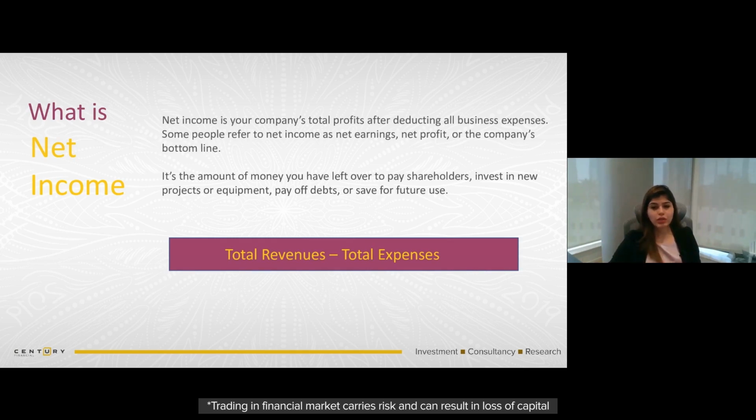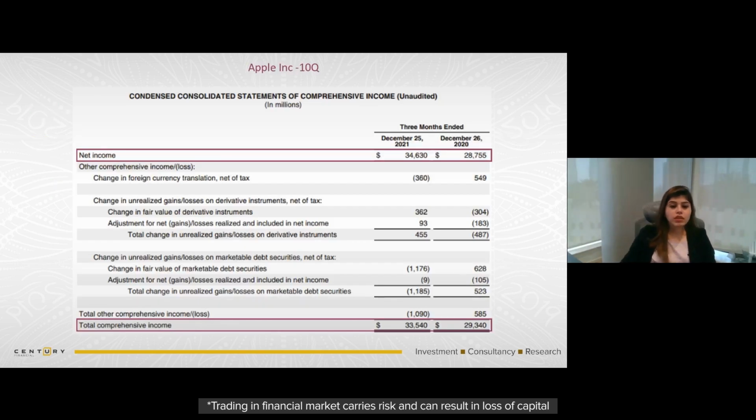It's as basic as we discussed: your total revenues minus your total expenses, and you arrive at your net income. Again, if your net income is higher quarter on quarter or year over year, it's a positive sign. It means the company has been doing well. Also, if it's above Wall Street expectations, above the consensus, it's again a big positive. Now, this is how net income looks on an income statement.